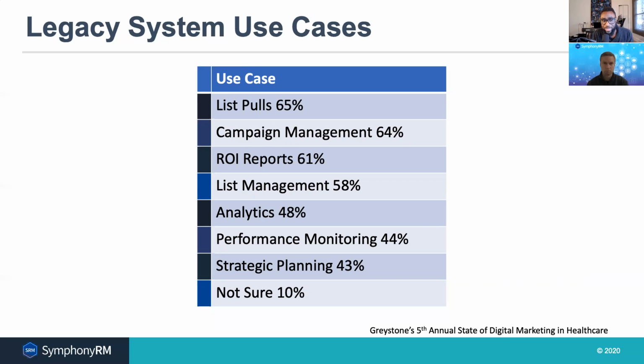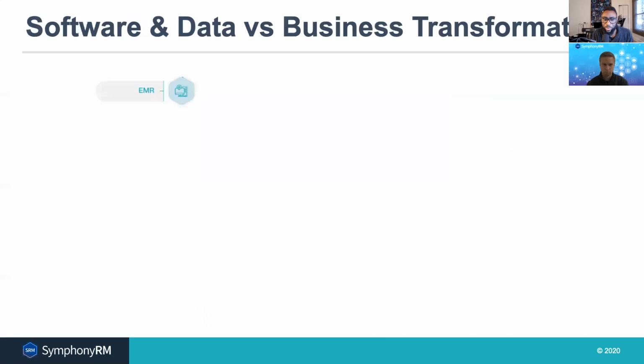I like to bring this up because it emphasizes that since 2009, since the advent and popularity of EMRs, we've gotten more data-driven. But when we're thinking about things like list pulls and specific reports and campaign management, that's really focused on features and functionality and technology. Where we're trying to really move the thinking is from software into business transformation.